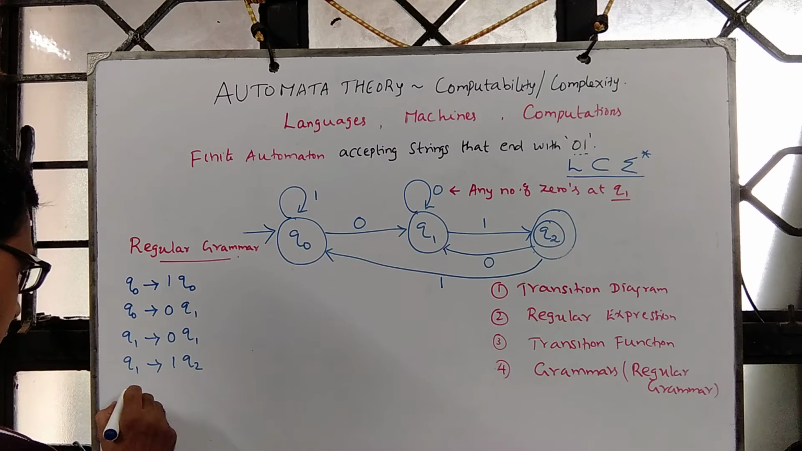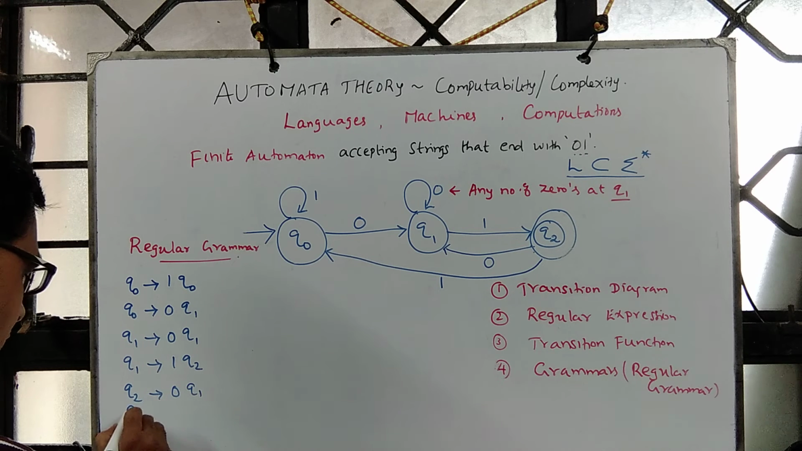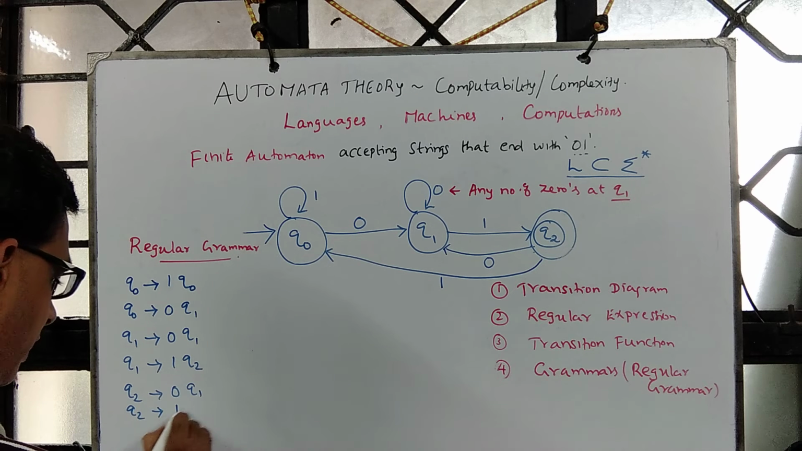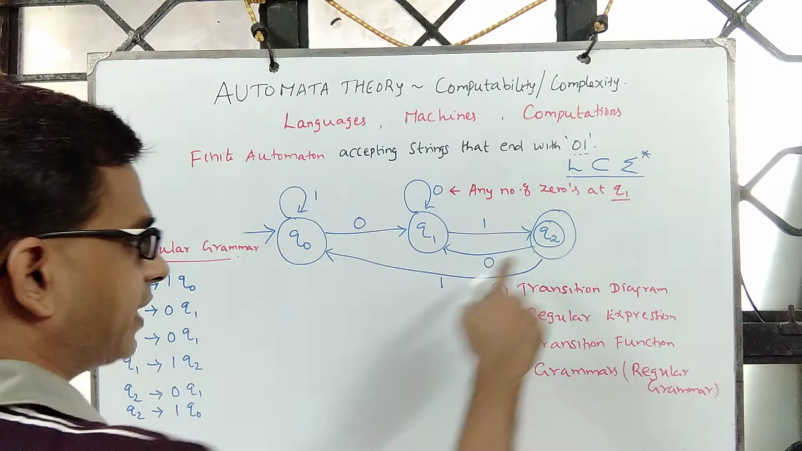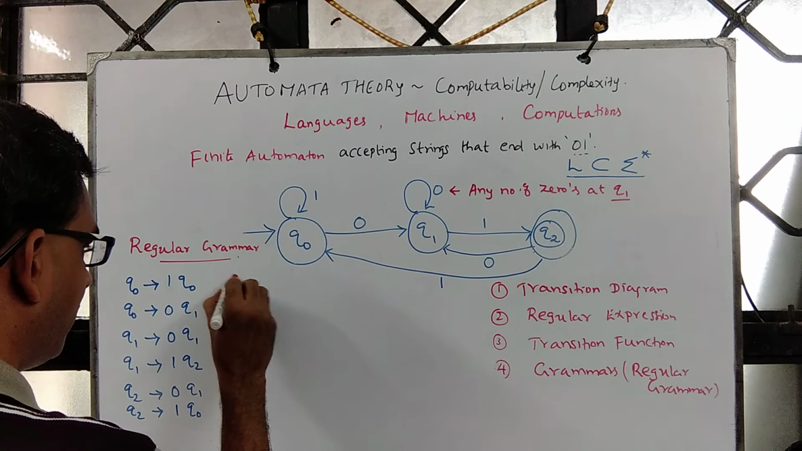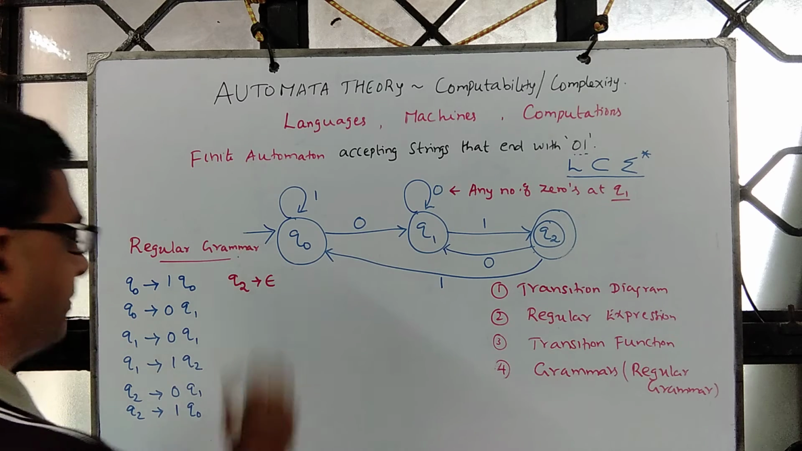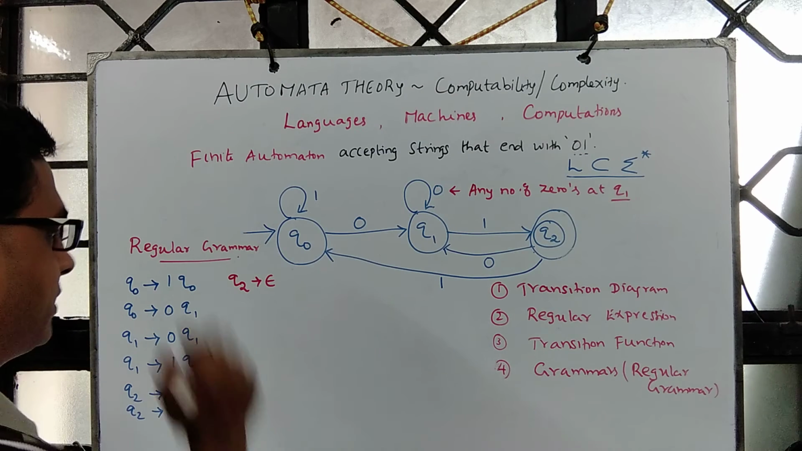and q2 implies 0 q1, q2 implies 1 q0. In addition to that, I just write one production called q2 implies epsilon. Because q2 is the final state, I write this.